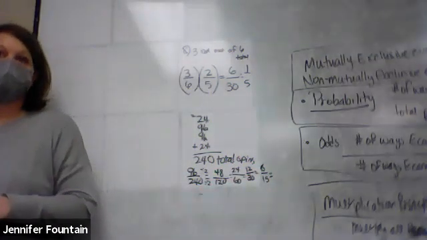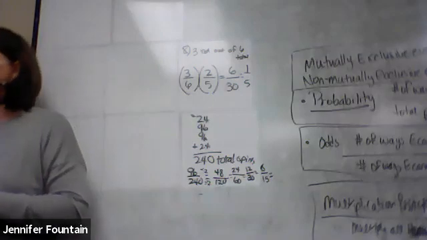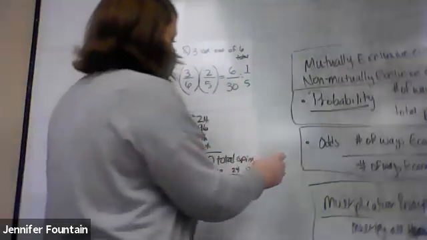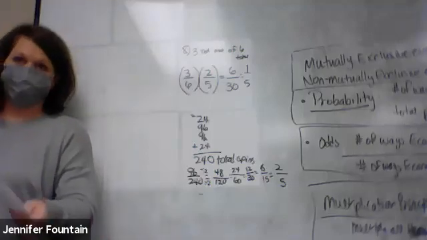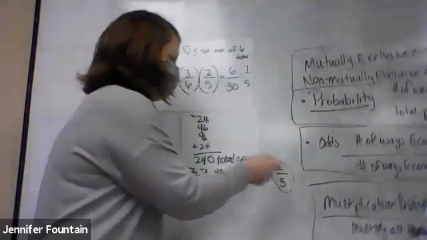Are they divisible by 2? No. But what are they both divisible by? 3. What's 6 divided by 3? 2. And 15 divided by 3? 5. So what's my answer? 2 out of 5. Letter B, 2/5.